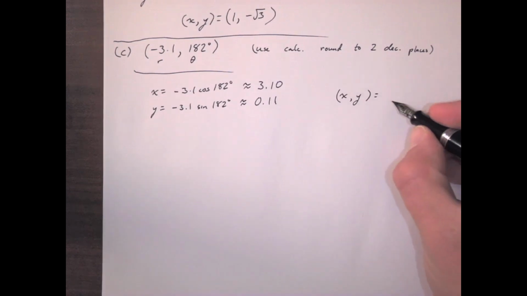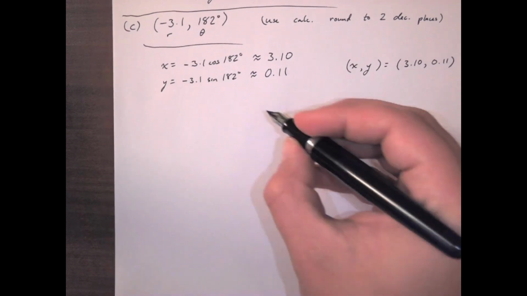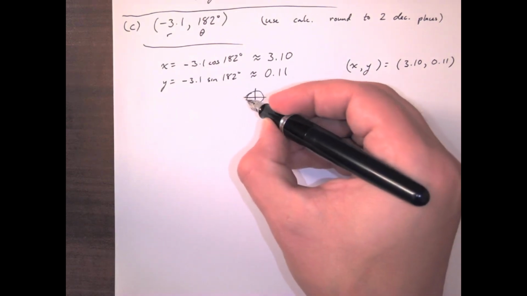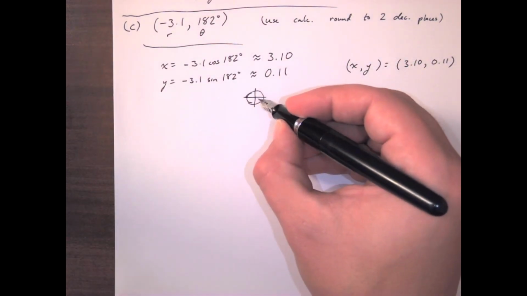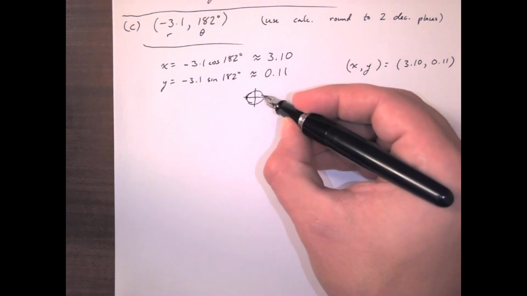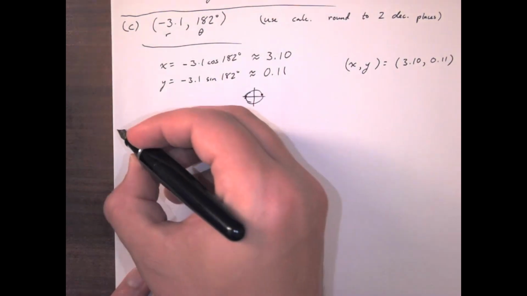So then x, y would equal 3.10, 0.11. Let's see if this is reasonable, by the way, because 182 is pretty close to 180. So 180 degrees over here, and then if we go negative 3, so slightly past it, that means it's going to be right down there somewhere. And then we go to the other side over here, since it's a negative value, and we look at that. Is that a reasonable answer? If it is, then that's great. If it's not, then most likely our calculator was in the wrong mode. Maybe our calculator was in radians instead of degrees.